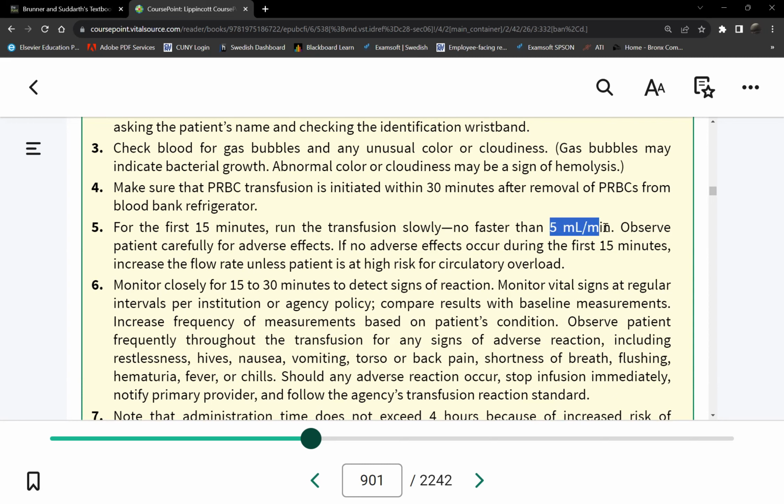All right, so it should be slow. 5 mLs per minute is equal to how many mLs per hour? How many minutes an hour? 300. Okay, but is that slow or fast? That's fast. Right? Fast. So I would go maybe anywhere between 50 or 100 mL per hour, or you can go as high as 120.